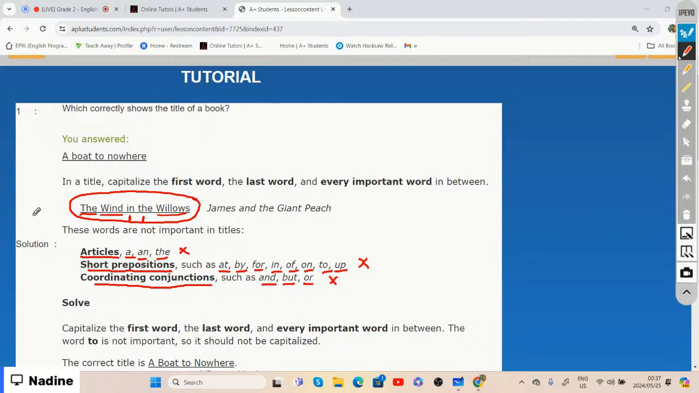So, unless one of these words is at the beginning of the title, right? Then only we capitalize it. For example, like The, right? Then only we capitalize it. But if it is in the middle of a title, then we do not capitalize it, right? And then we have James and the Giant Peach, right?